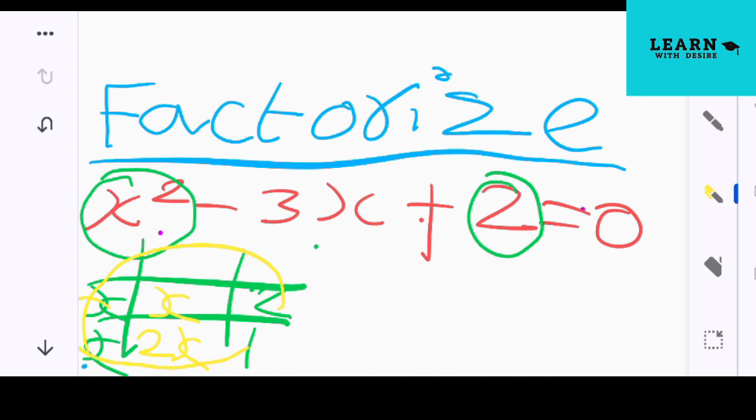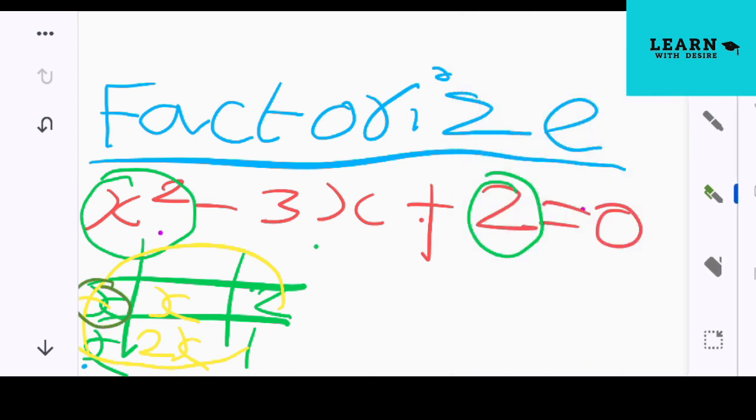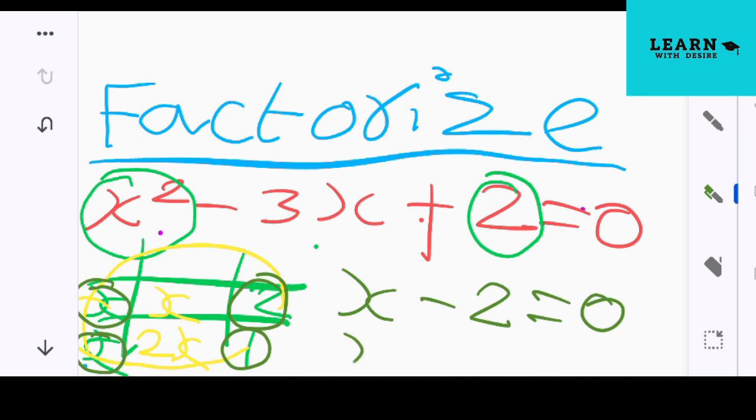Now in the third step, we have to write the first and last variables that are in each row, that is x and 2 and x and 1. That is like this: x minus 2 equal to 0 and x minus 1 equal to 0.